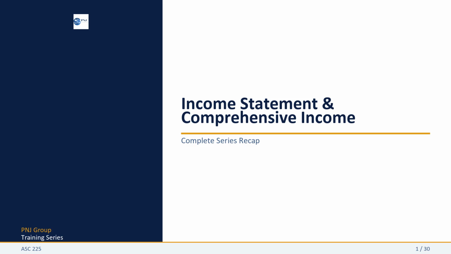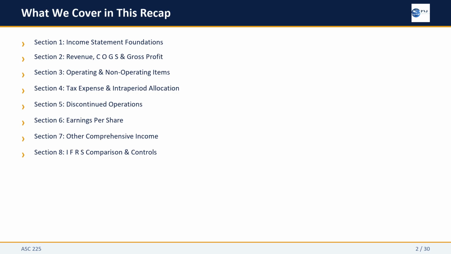them on the job. 8 sections. Each one builds on the last. We go from the foundational architecture of the income statement all the way through IFRS comparison and internal controls. By the end of this recap, you should be able to see how every piece connects, from the top line to the bottom of equity and everything in between.